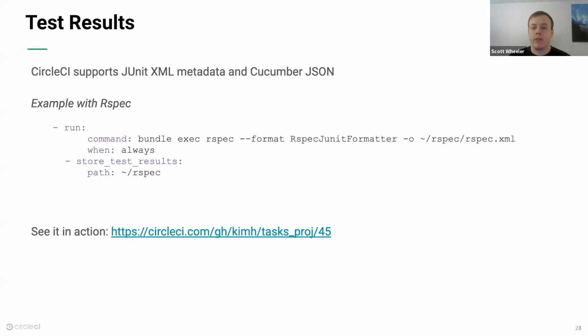Moving into test results. Test results can be useful to determine which tests commonly fail, how long it normally takes for a test to run, and other information. Test results need to be stored in a folder. In the example, we're storing the test results in the root directory /rspec folder. The test results also exist in this directory, and when using store test results, you shouldn't target the file specifically.